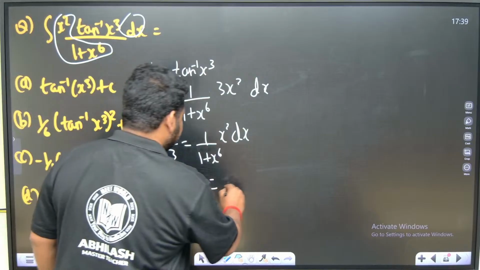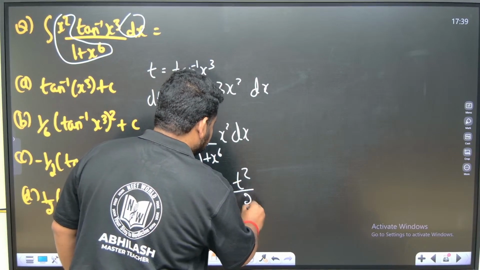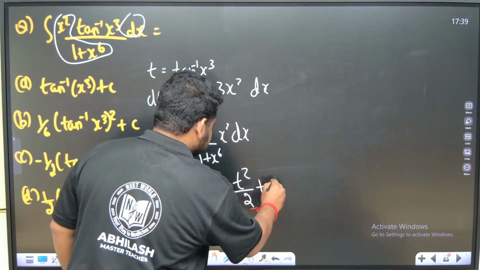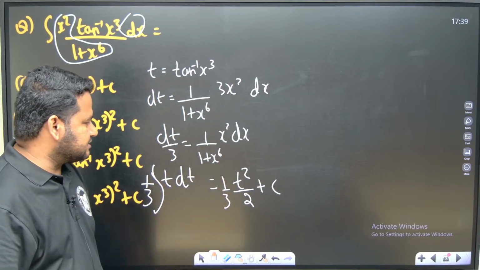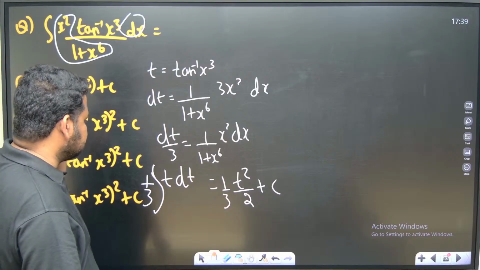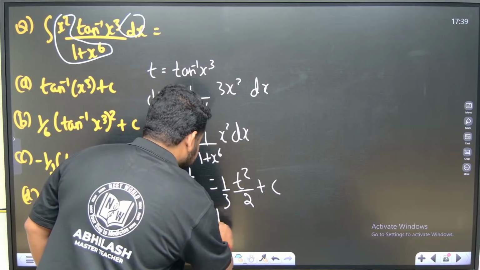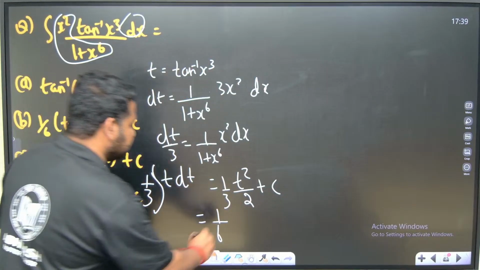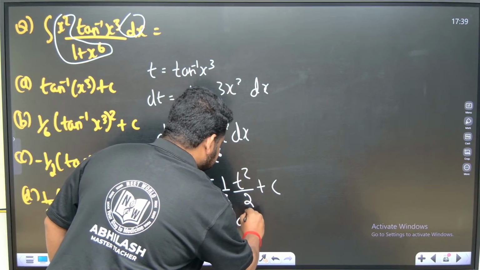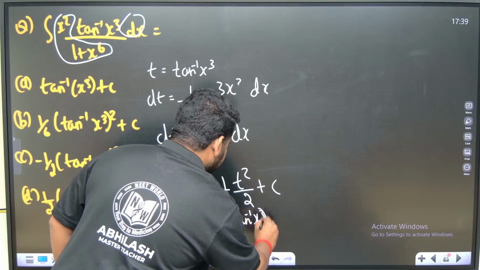So this will become what? If I integrate, this will become equal to t square by 2. Outside I have 1 by 3 plus c. Okay, t square by 2. So what is the answer to this question? So this will become what? 1 by 6. T is nothing but what? Tan inverse of x cube. This will become what? Tan inverse of x cube whole square plus c.